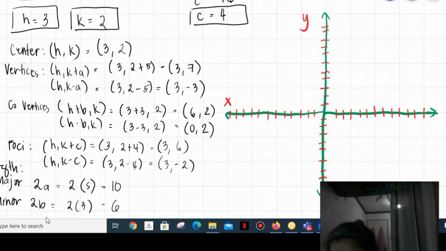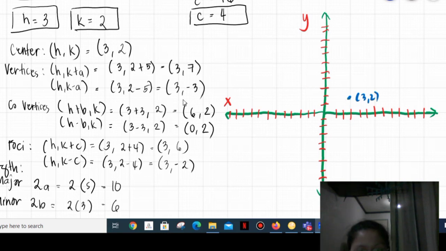Okay, so ngayon, makakapag-graph na tayo ng ating mga points or coordinates. First, i-graph natin si center which is 3 and 2. Nandito siya: 1, 2, 3, and then 1, 2. So, nandito si 3 and 2. This is the center of the ellipse.